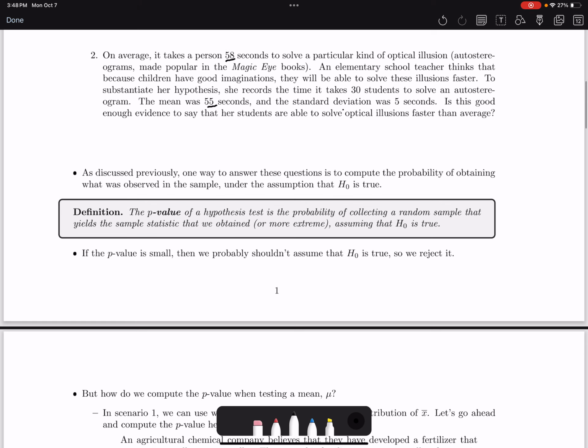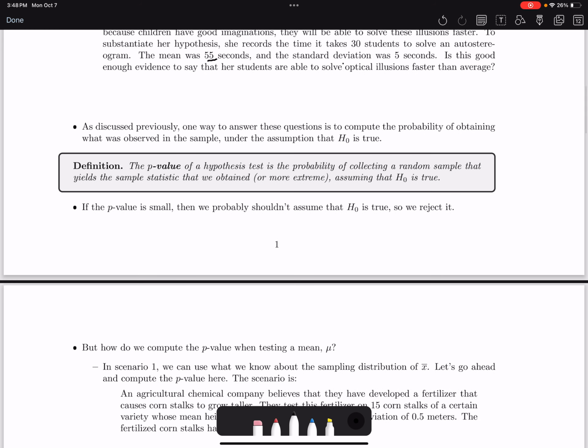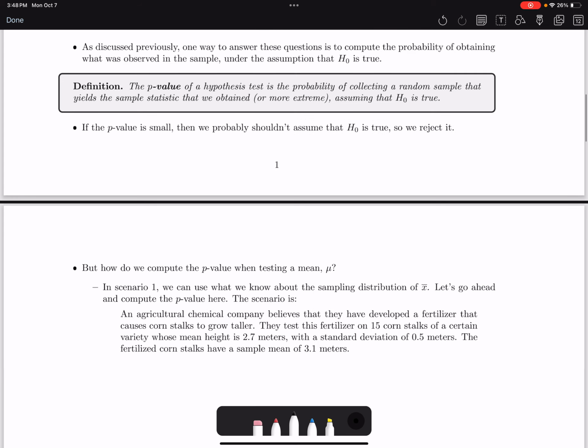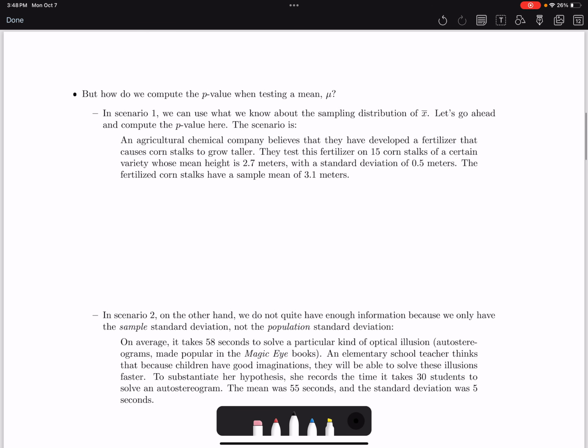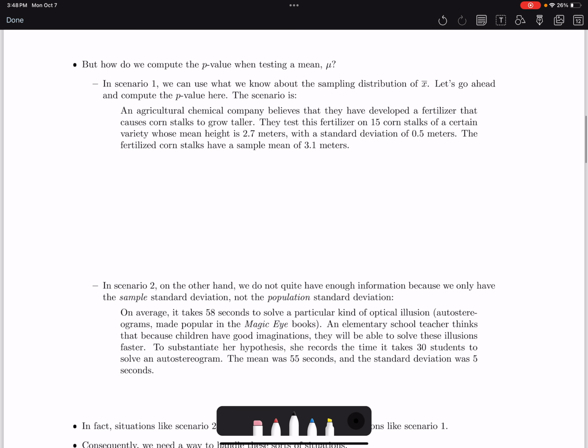One way to answer these questions, of whether or not we have enough evidence, is to compute the probability of obtaining what was observed under the assumption that the null hypothesis is true, and that's what the p-value is. If the p-value is small, then we probably shouldn't assume that the null hypothesis is true, and so we reject it. But how do we compute the p-value when testing a mean? In scenario 1, we can use what we know about the sampling distribution of x bar. So let's go ahead and do that. Let's compute the p-value for scenario 1.